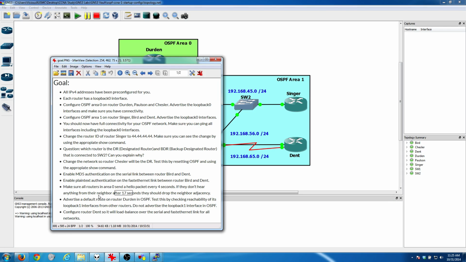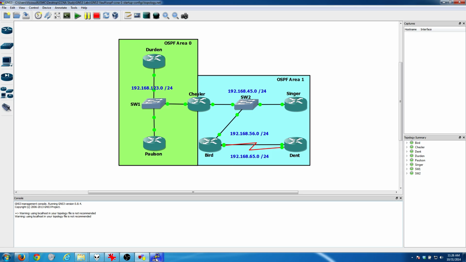Our next goal is to advertise a default route on Durden in OSPF. Test this by checking reachability of its loopback 1 interface from the other routers. Do not advertise the loopback 1 in OSPF. So we're going to Durden now, Durden up here at the top.